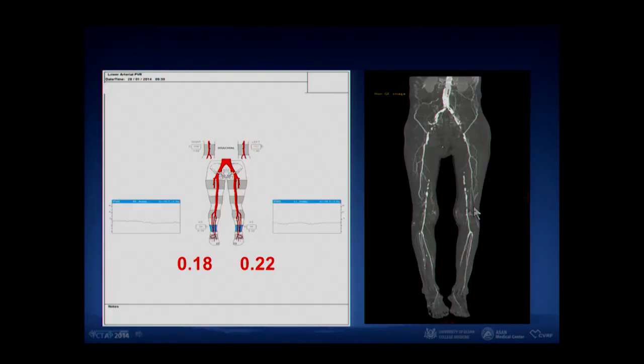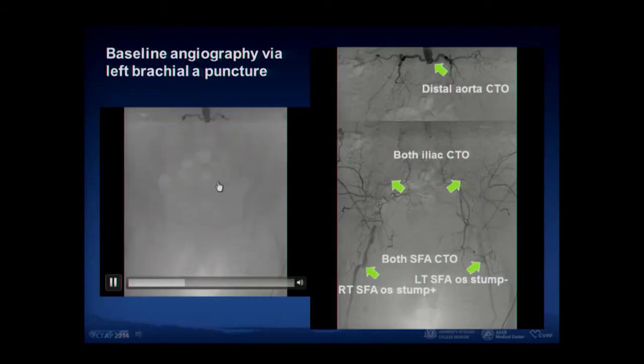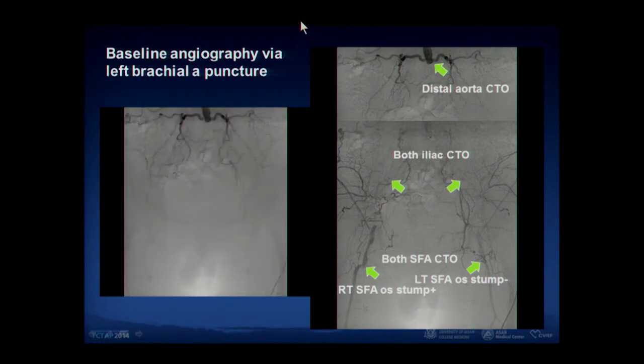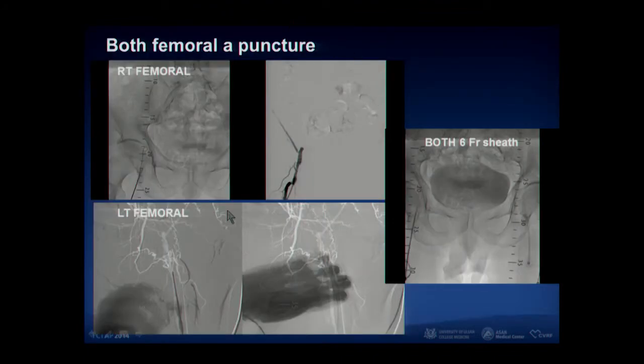The very special case: bilateral aortoiliac CTO, post-SFA CTO. Very low ABI, post-SFA total occlusion, post-iliac total, post-SFA total. The patient refused surgery, and was of very old age, so I tried to puncture under fluoroscopy. Both femoral arteries were punctured with 6 French.